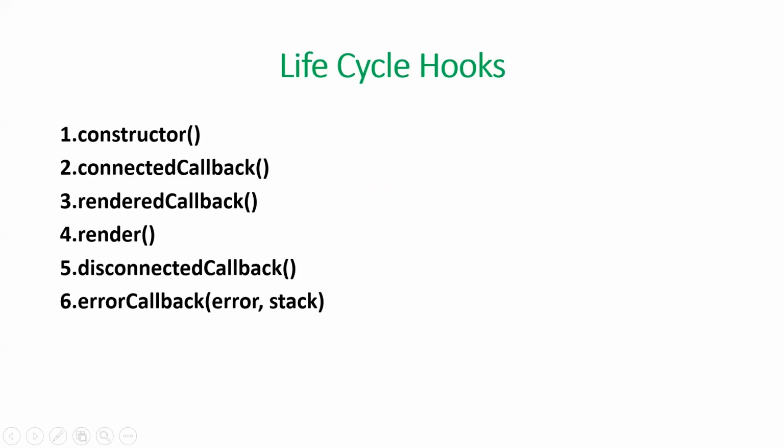So there are six life cycle hooks basically. The first one is constructor, then connectedCallback, renderedCallback, render, disconnectedCallback, and then errorCallback.